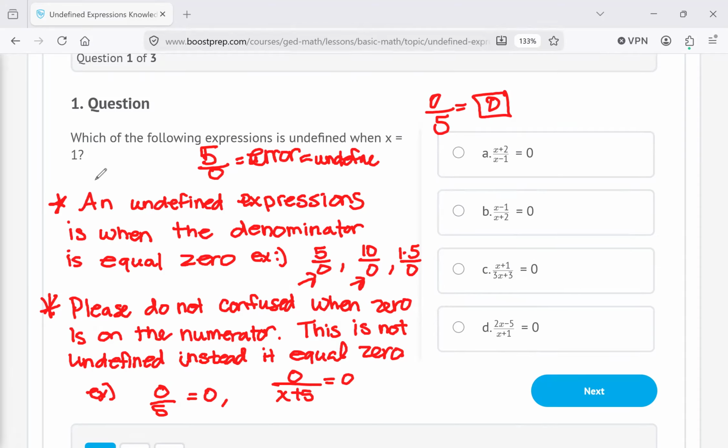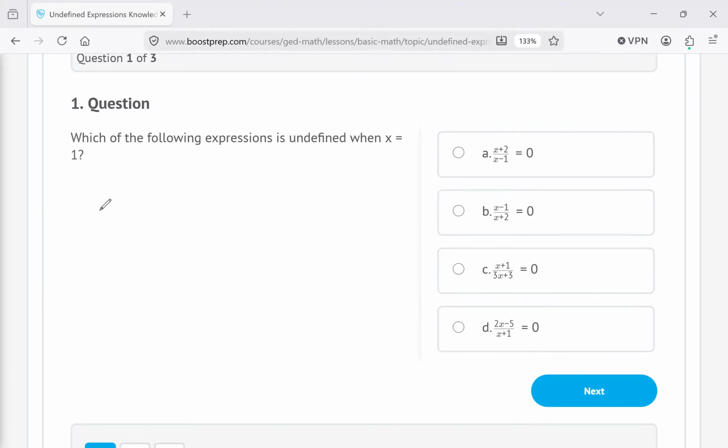Go ahead and pause if you need that, go back, rewind a bit. So let us start with question one. It says, which of the following expressions is undefined when x is equal to 1?